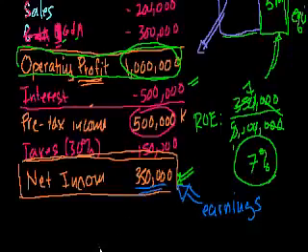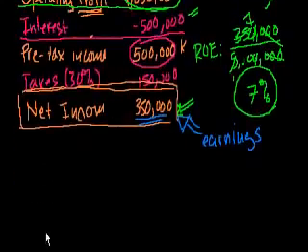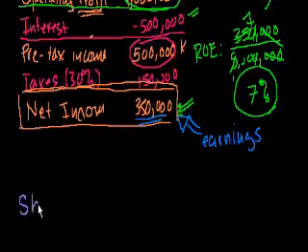Now, we talked in the first video when we started this series about how different companies have different numbers of shares. So let's just make up a number of shares for this company. Let's say this company has 1 million shares.